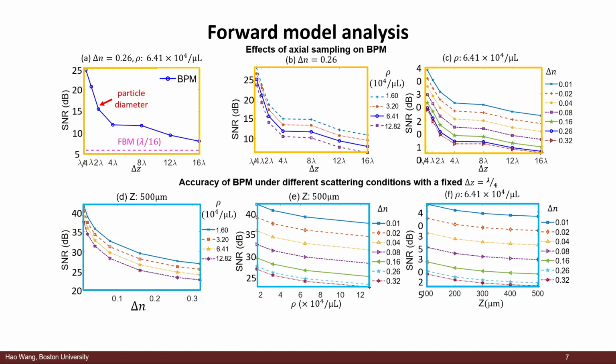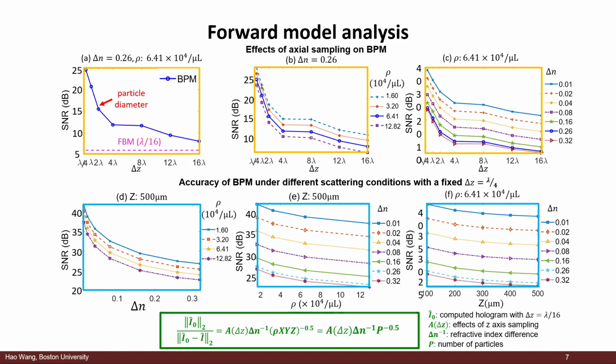We further evaluate how the beam propagation model performs under different conditions, like changing the diffraction distance delta z, the refractive index contrast, and the density of the particles. We conclude a formula to describe how the beam propagation model accuracy changes with these factors and found that it's inversely proportional to the scattering potential of the 3D object.